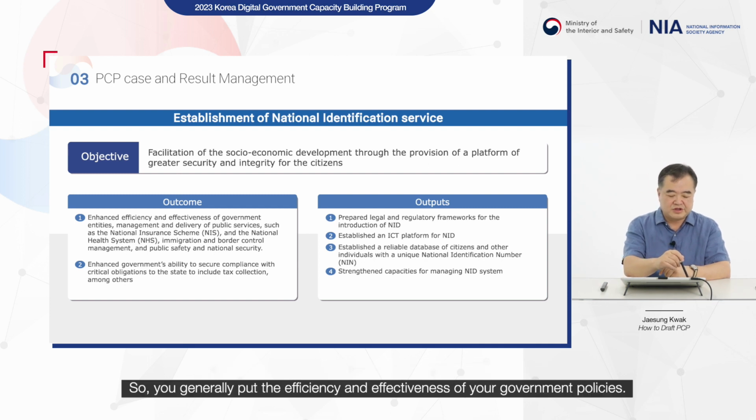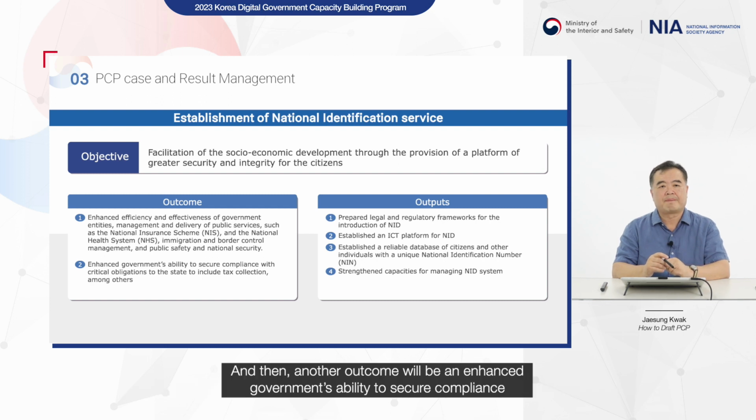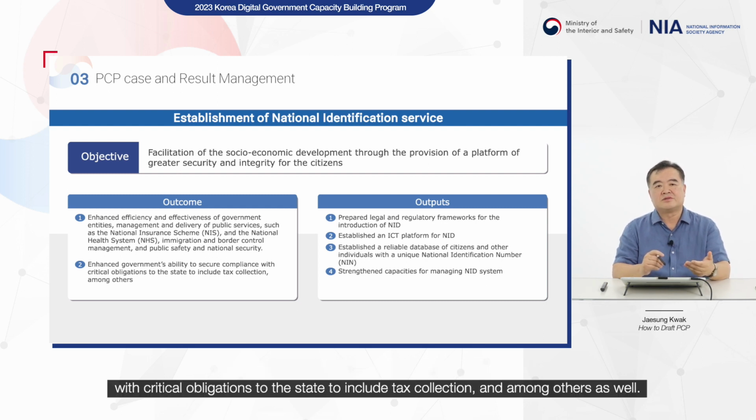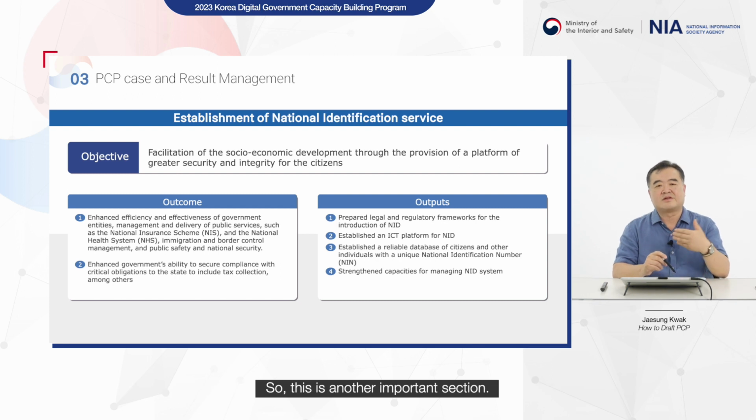So you generally put the efficiency and effectiveness of your government policies. And then another outcome will be enhanced government ability to secure compliance with the critical obligations to the state, to include tax collection and among others as well. So this is another important section.